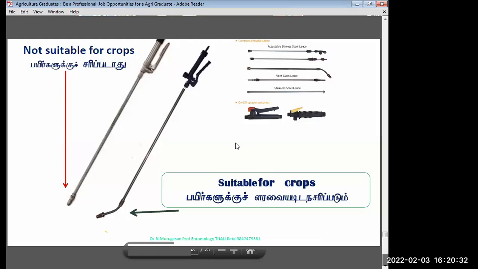Among the sprayers, the best sprayer is a hand operated sprayer. Here there is no drift, no movement of pesticide to the nearby field. Somebody might have a silkworm in his area.